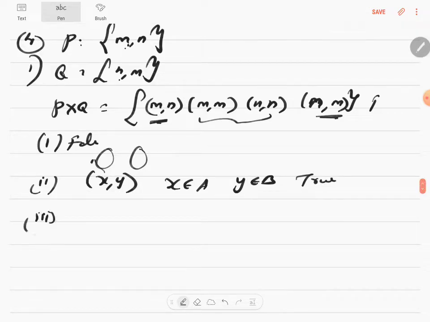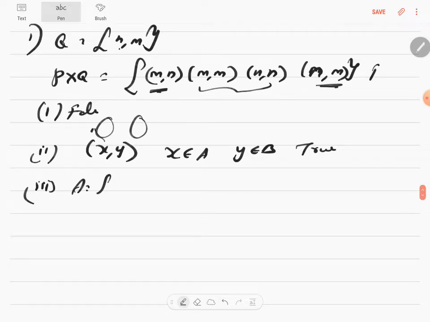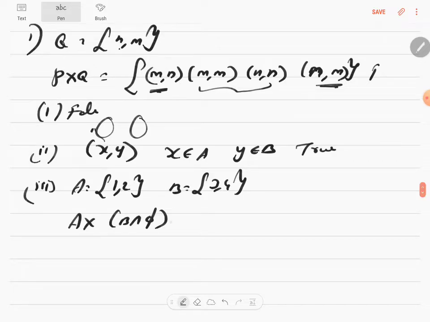Third question: A is equal to {1, 2} and B is equal to {3, 4}. They are asking A cross (B intersection null set). You know B intersection null set is null set. You know that? B intersection null set is null. What is common between B and nothing? So intersection means common. Then why you don't know B intersection null set?